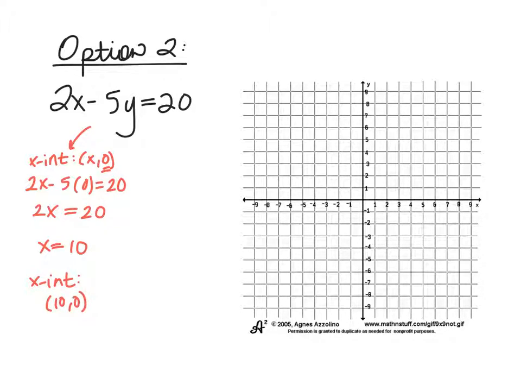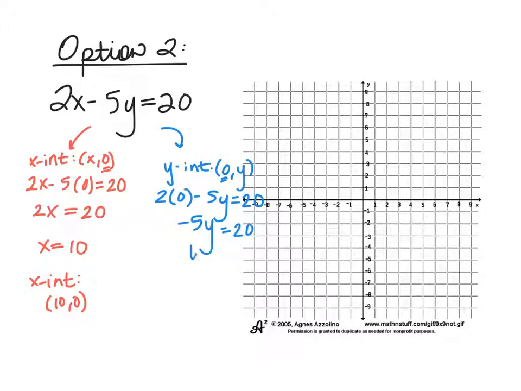All right, I'm going to do the y-intercept similarly. And the y-intercept is written in the format 0, comma y, where that 0 is the 0 for the x value. So I'm going to take that original equation again. 2 times 0 minus 5y equals 20. Now I know 2 times 0 is 0, so 0 minus 5y is just negative 5y equals 20. So y will equal negative 4, which is going to give me a y-intercept of 0, negative 4.